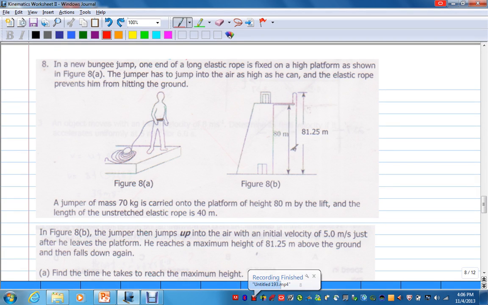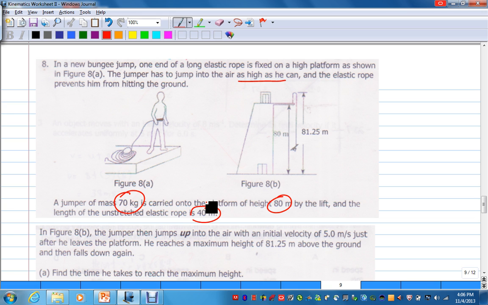Okay, here we are given a jumper. You are told that the jumper has to jump into the air as high as he can. The mass of the jumper is given as 70 kg. The height of the platform is given as 80 meters. And the length of the unstretched rope is also given as 40 meters.